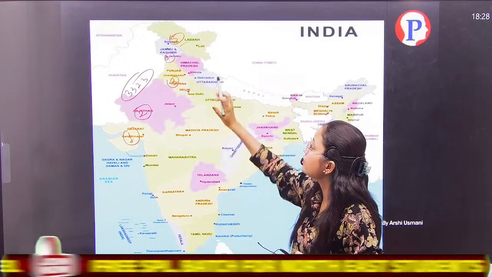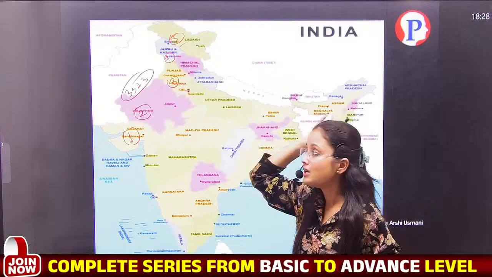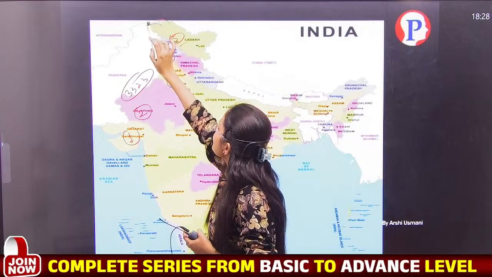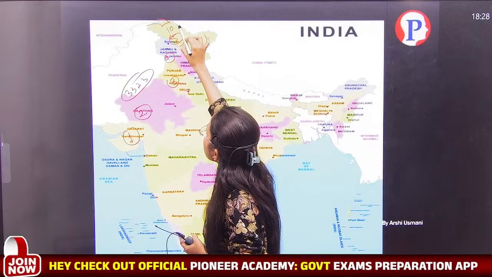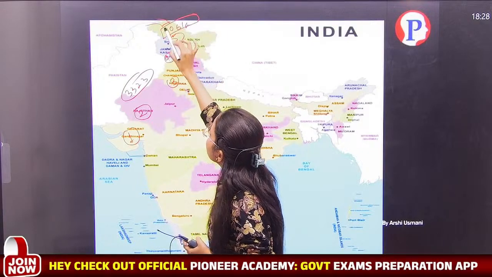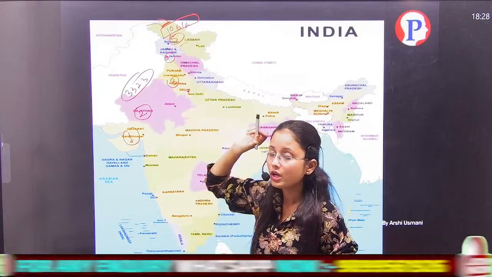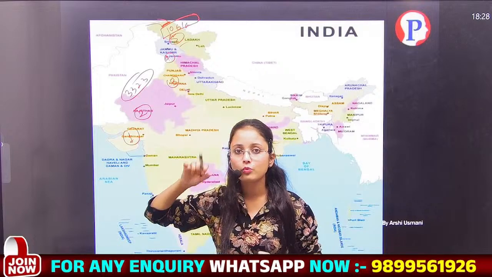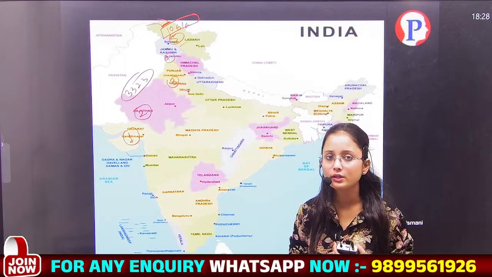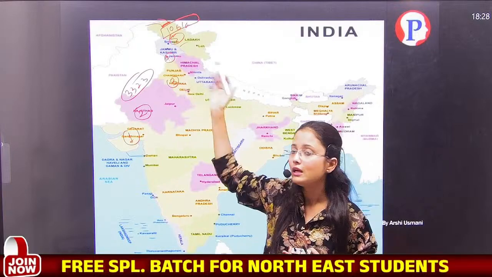Now we are talking about Afghanistan. This is a 106 kilometer boundary line, and this line is called Durand. Only Ladakh, one union territory, shares its boundary with Afghanistan.